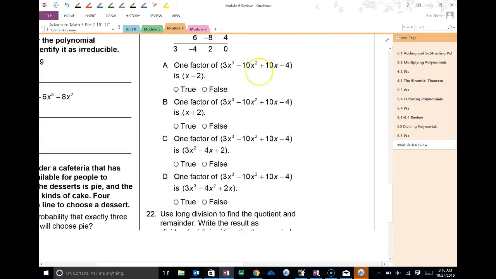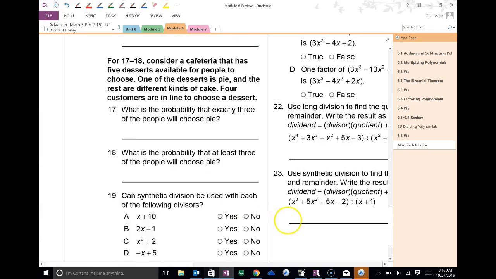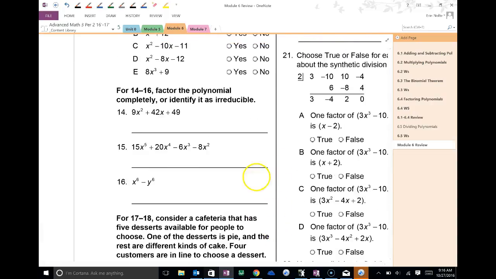You're back. Wait, this isn't the test. No, we won't do all of it.